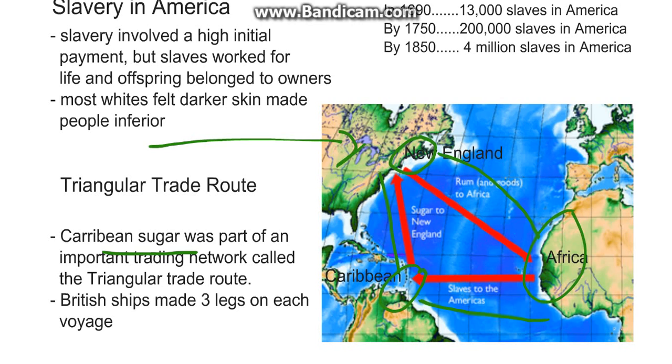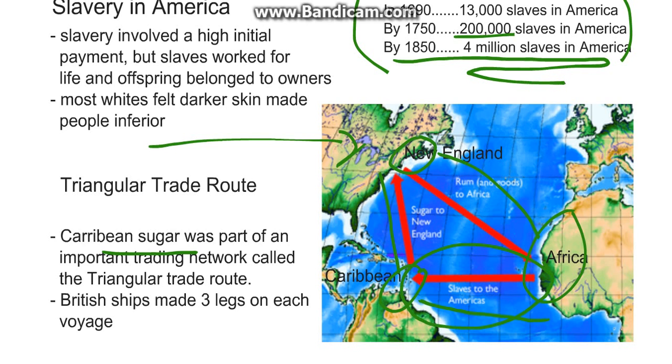The middle section of the triangular trade route, shown here, is called the Middle Passage. In 1690, there were 13,000 slaves in America. By 1750, 200,000 slaves, and by 1850, the amount of slaves had increased to over 4 million slaves in America.